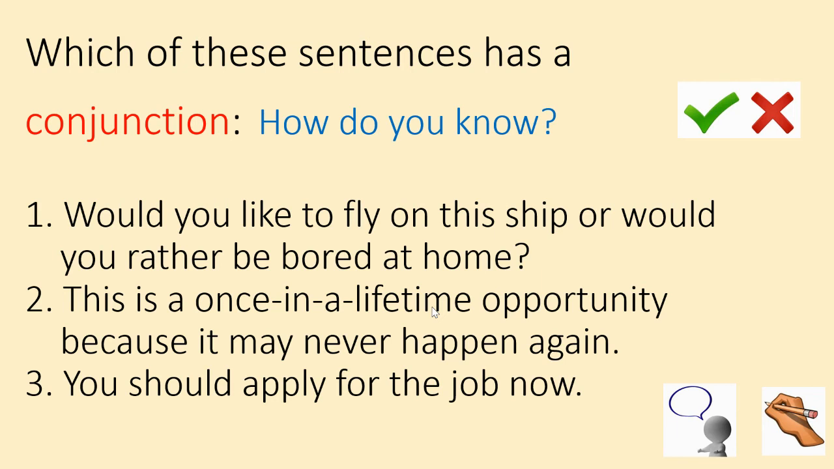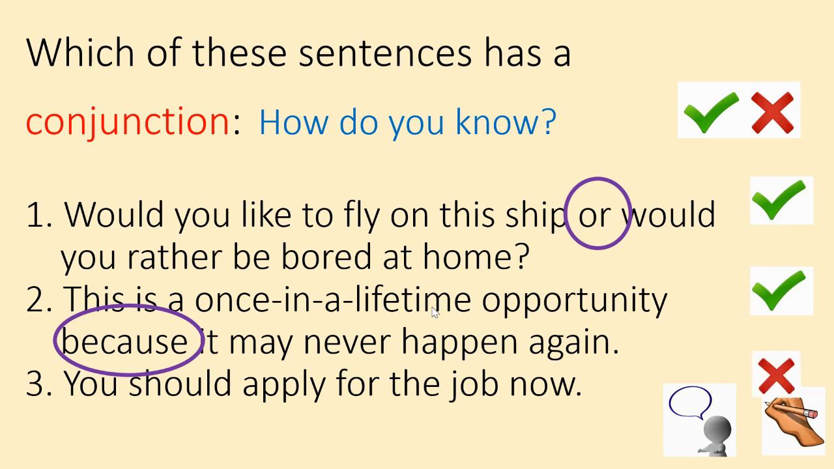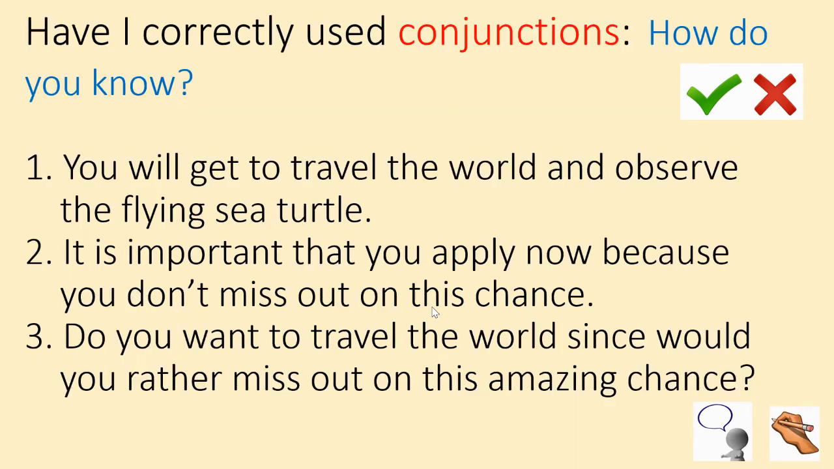Okay, let's see the answers. Number 1, or is a conjunction, so that should have a tick next to it. Number 2, because is a conjunction, so that should have a tick next to it. And number 3, there are no conjunctions there, so that should have a cross. Well done if you got that right.